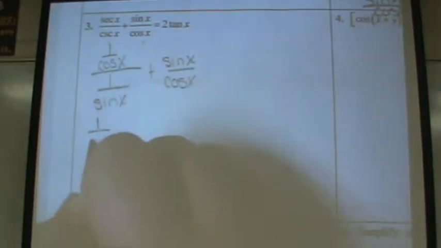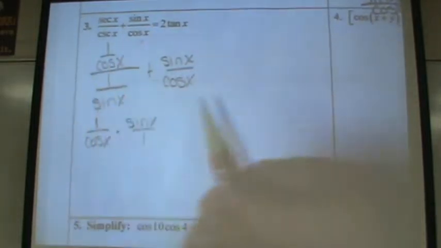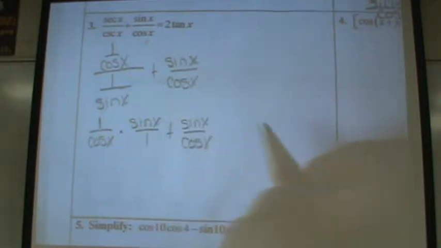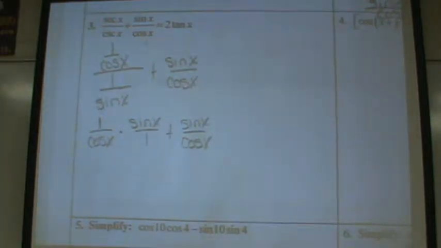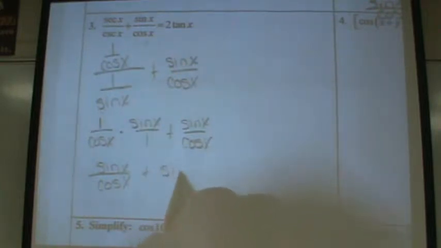We have a complex fraction as our first term, so we're going to flip and multiply that. So we're going to have 1 over cosine x times sine x over 1 when we flip and multiply that bottom. And then again, we're still adding that sine x over cosine x. When we multiply these two ratios, we end up with sine x over cosine x plus sine x over cosine x.